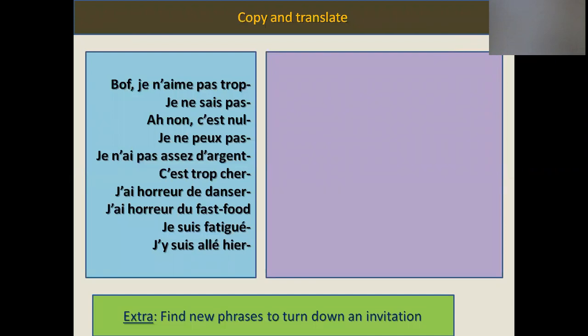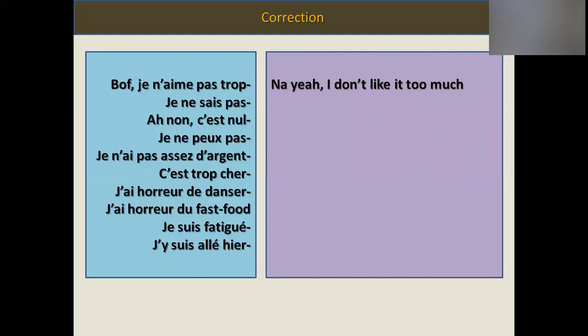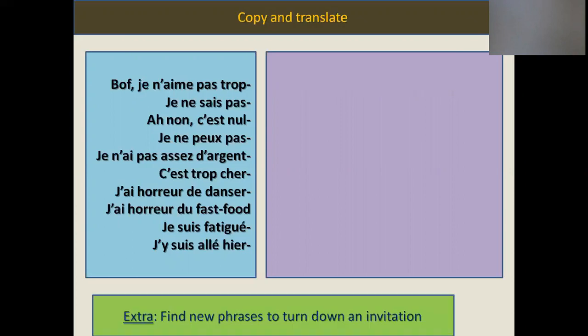These are phrases that you could use if you want to turn down an invitation. For example, the first one means, well, I don't like it too much. So have a look at the other phrases and translate them. Copy all the phrases in French and across, write down the English.